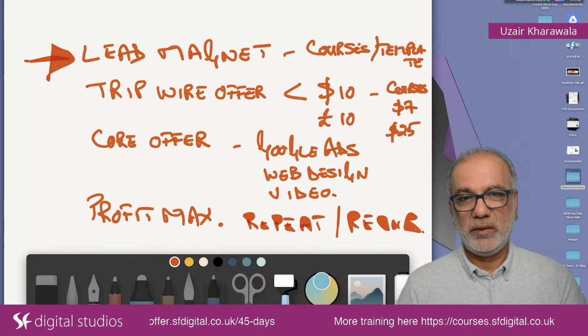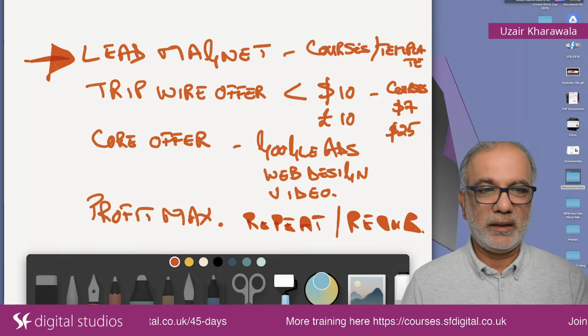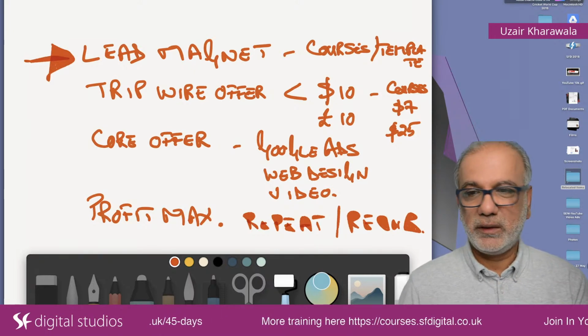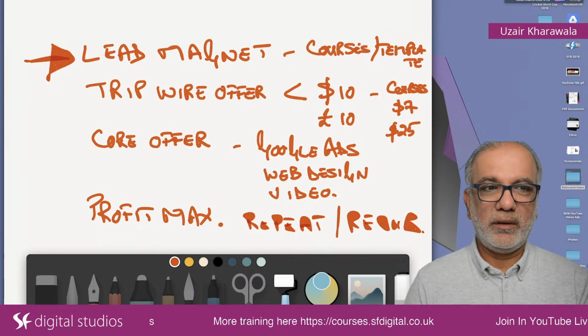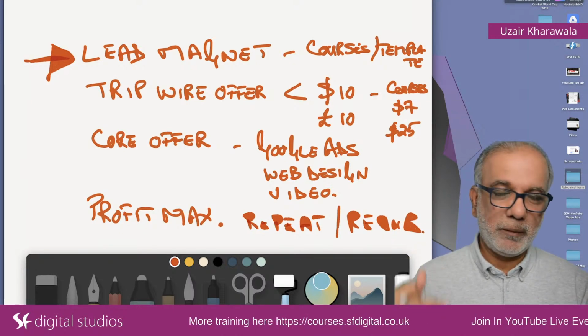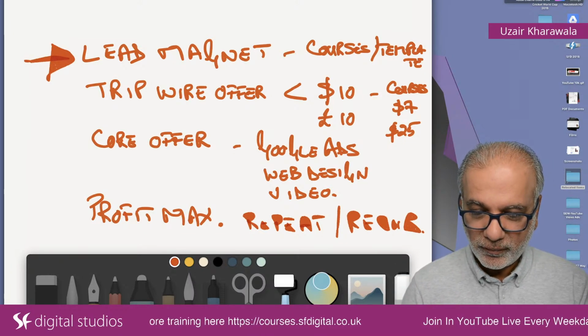And again, test the topics against the keywords, against the custom intent audience, to in-market audience. Just don't do one thing. Do different things, set them up separately, and then see what's working and what's not working.